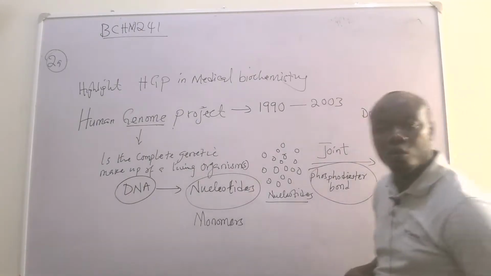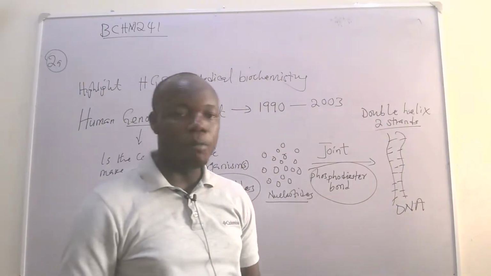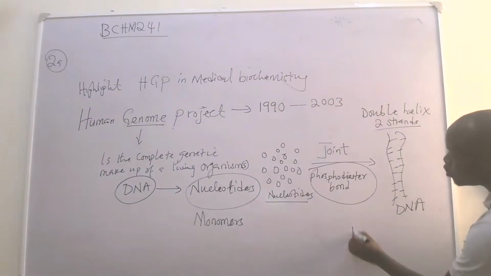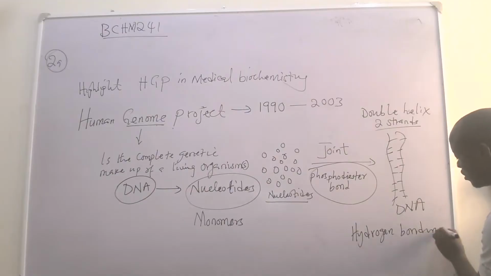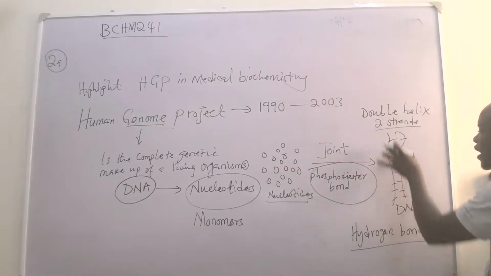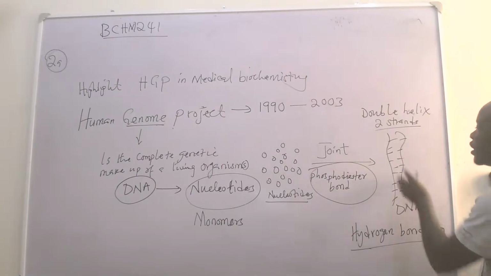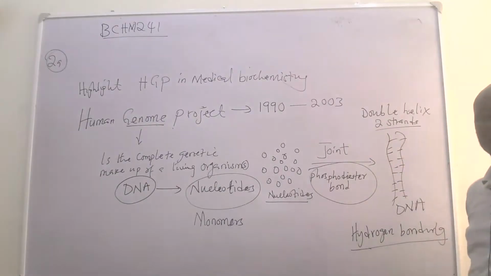That is the question. Excellent. Aisha, Obala, Barbara, the answer is hydrogen bonding. It is hydrogen bonding that joins the two strands of the DNA together. So hydrogen bonds stabilize the double helix of the DNA molecule.